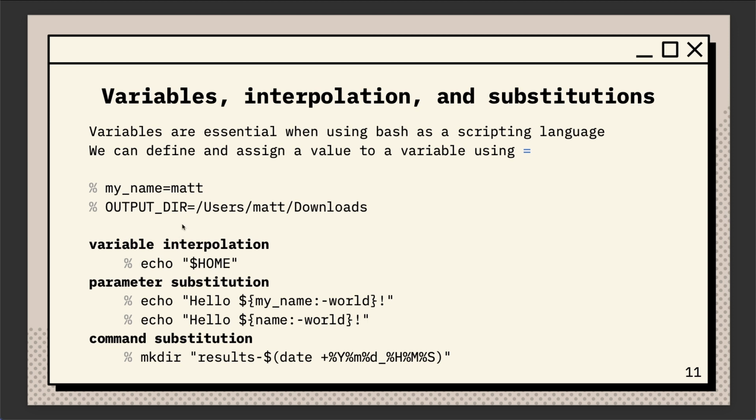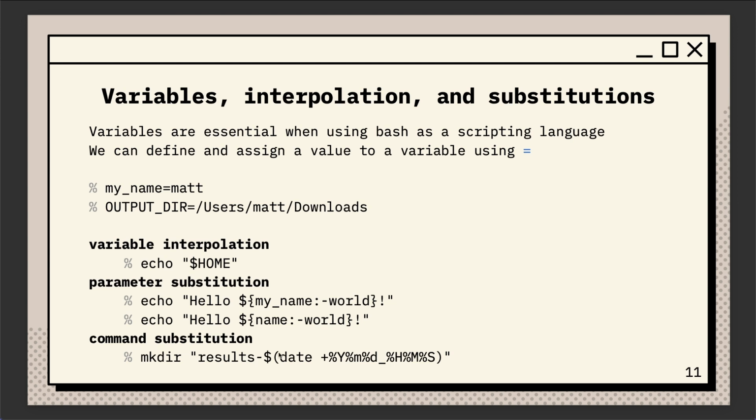And when we are accessing a variable, we have to preface the name of the variable with the $ sign symbol. So here, the echo command just prints out a string of text to our terminal window, and we're going to echo the value of the home variable with this command. We can also perform parameter substitution, where if the variable is not defined, we can print out a default value. So here we have echo hello myname, and since myname is defined, this will actually output hello Matt, whereas the second command, since the variable name is not defined, will print out hello world.